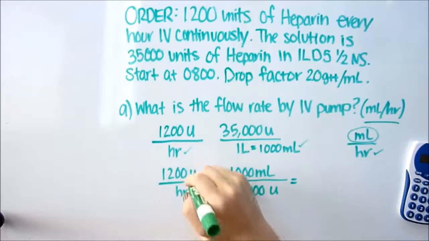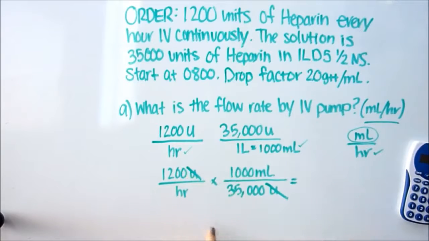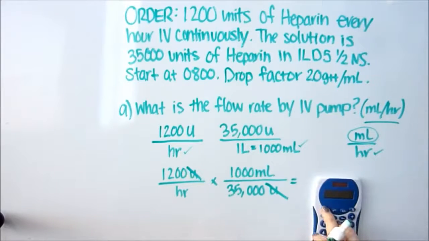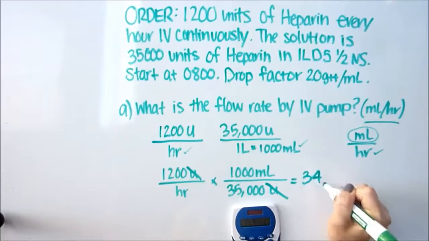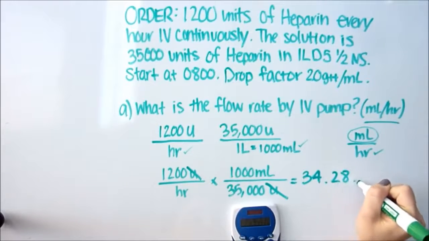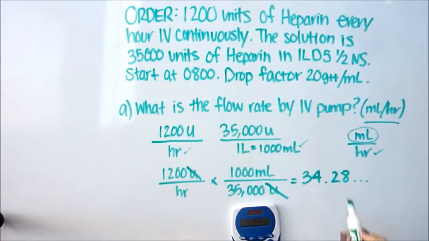Which is equal to, and obviously these units are going to cancel out, we're going to multiply across, 1,200 times 1,000, divide that by 35,000, which gives you 34.28, right? So we know that 2 is less than 5, so we're going to keep it at 34 mL per hour.